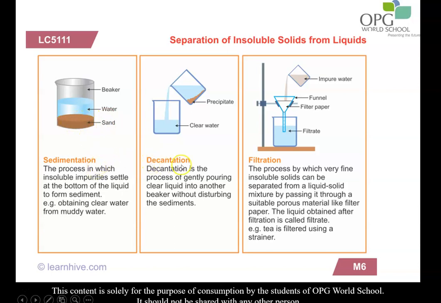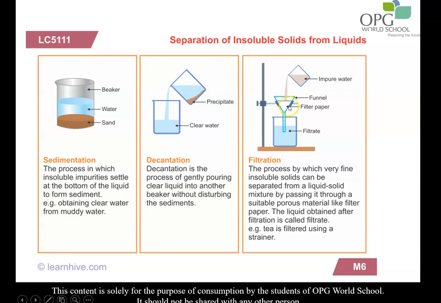The next step is decantation. In decantation, we gently pour the liquid into another beaker without disturbing the sediments. So the sediment, which is also called the precipitate, is not disturbed and the clear liquid is poured into another container. In filtration, we pass the mixture of lighter floating particles over the filter paper.